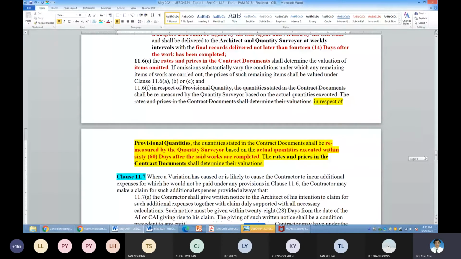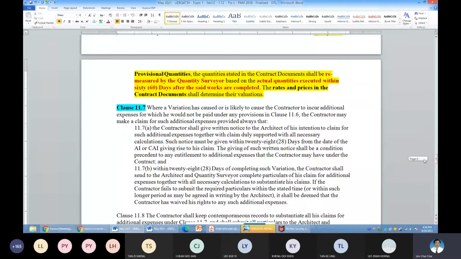After I locate again for you. So 11.7 is in relation to your variation. When there is a valid VO, you have already been paid for the valid VO in terms of quantity and the rates in the BQ and so on. But sometimes the contractor incurs additional expenses which cannot be covered under your clause 11.6.